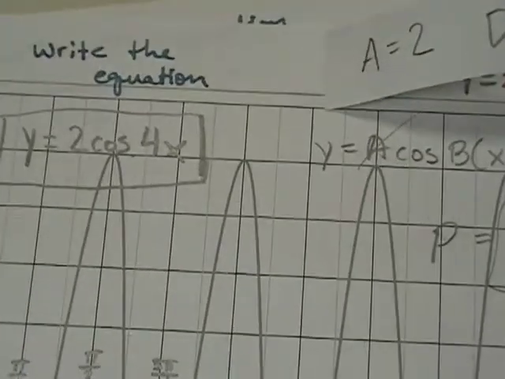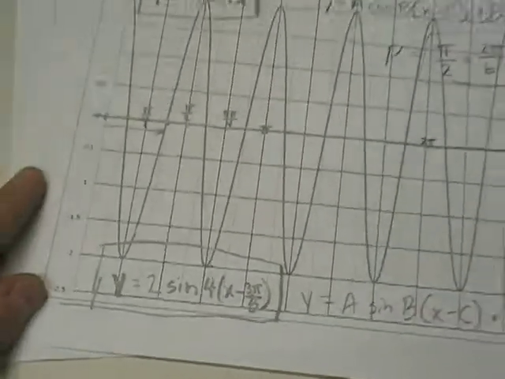So your cosine function would be 2 cosine of 4x. And your sine function would be 2 sine (4x minus 3 pi over 8).